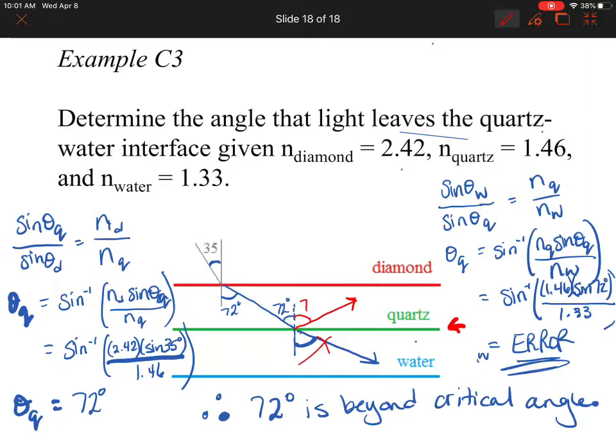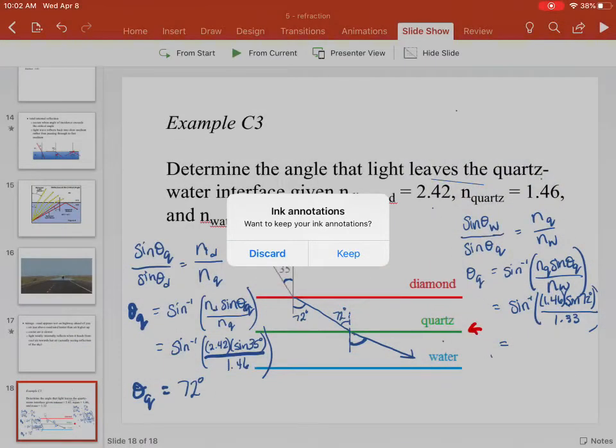What's actually happening is it's going back here at a 72-degree angle, because that's what's happening with total internal reflection. We know then reflection bounces back at the same angle. So that's actually what should be happening here. But it's not enough just to leave it there. You actually have to prove it. So I do need to find the critical angle between the quartz water interface right here in order to prove that 72 is greater than that. So let's do that really quickly, and then I promise I'm done.